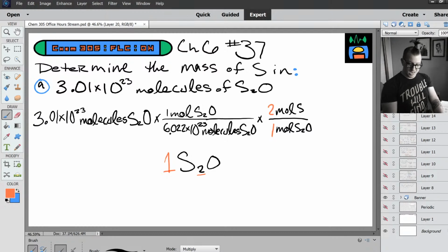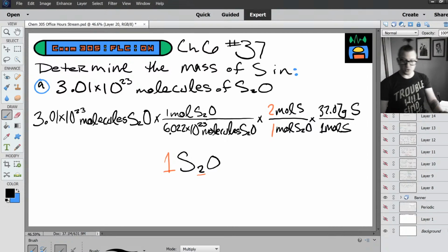And now for the last step, we need to convert from moles of sulfur to grams, and this is just the atomic mass, because the periodic table tells us that there are 32.07 grams of sulfur in 1 mole. So molecules of S2O cancels. Moles of S2O cancels. And moles of sulfur cancel.